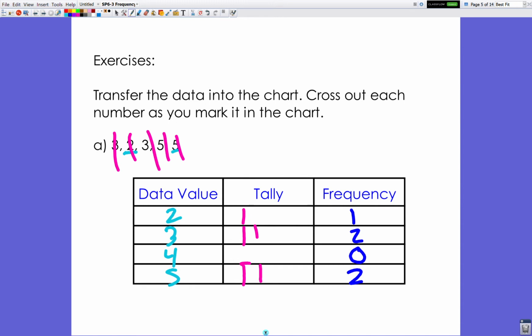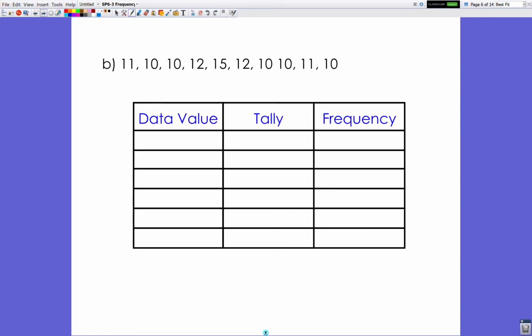All right, pause the video and give this one a try as well. When you're ready, play the video and we'll go over the answers.